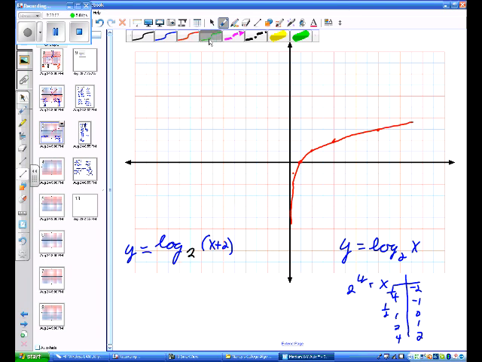Okay, then what we would be doing is just moving our points 2 units. And what would happen was x equals -2 becomes our vertical asymptote. All of our points just shifted over 2 units.